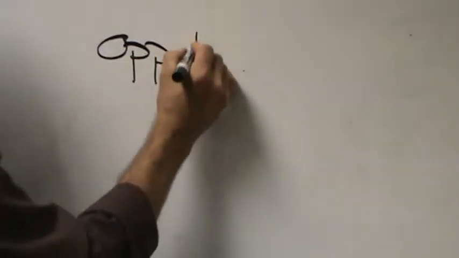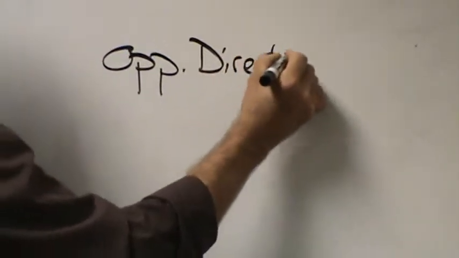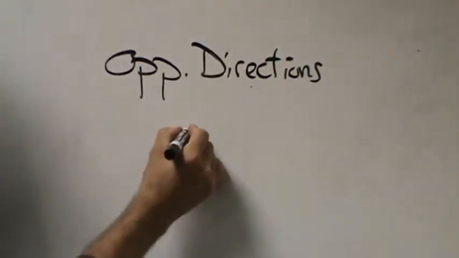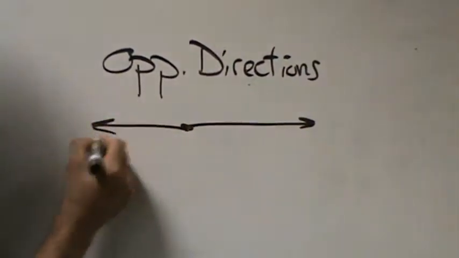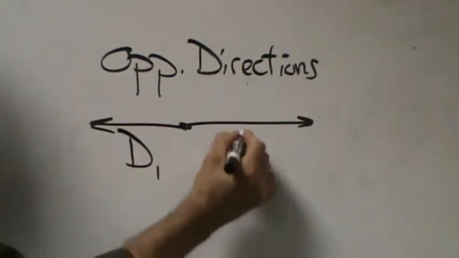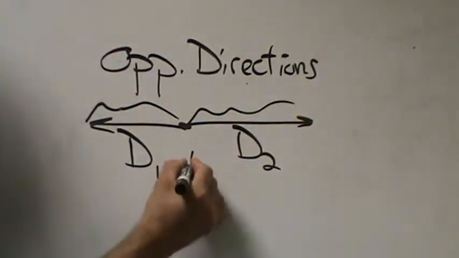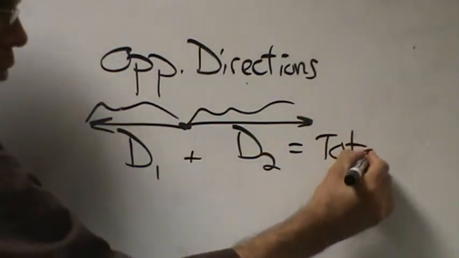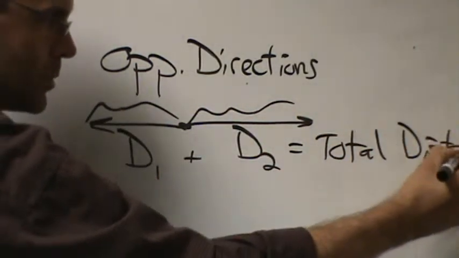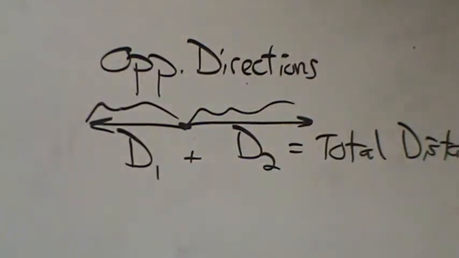The time when they're not equal, if it says opposite directions, it says one goes east, one goes west. If they go opposite directions, you take the 2 distances, distance 1, distance 2, you add them to equal the total distance. Now, things to keep track of there.